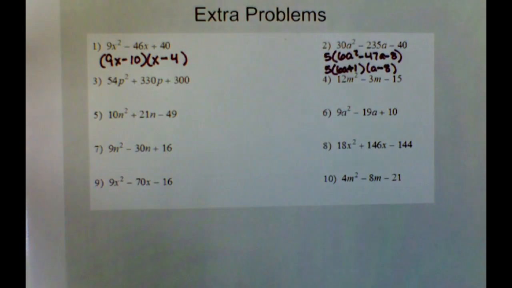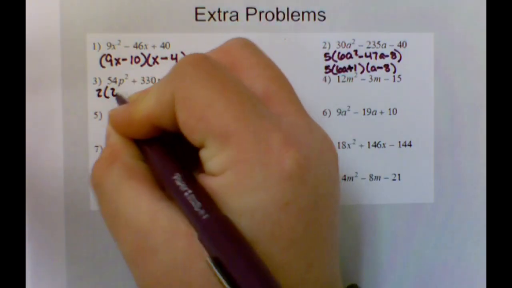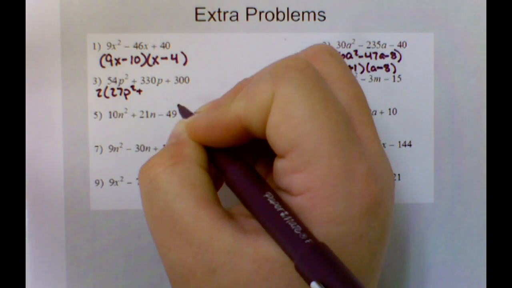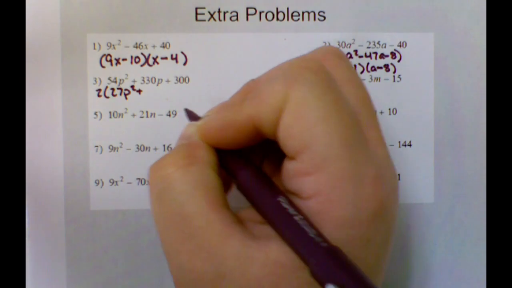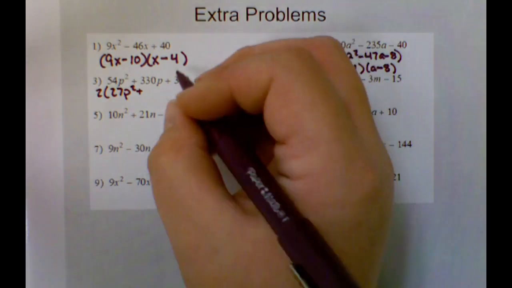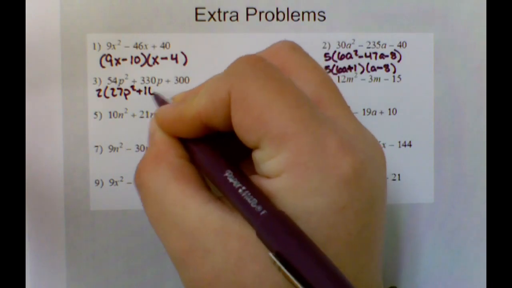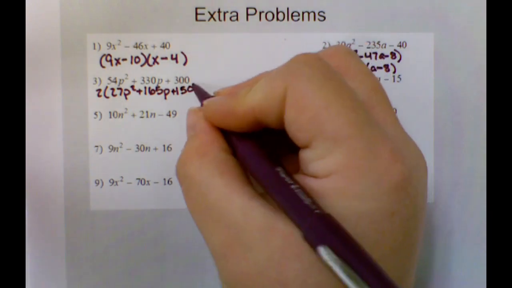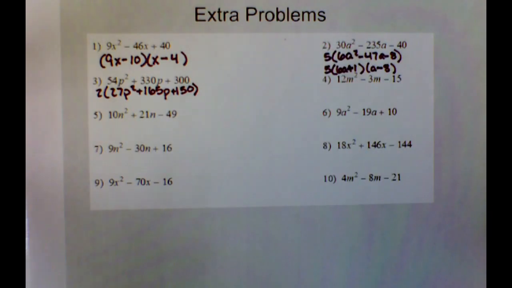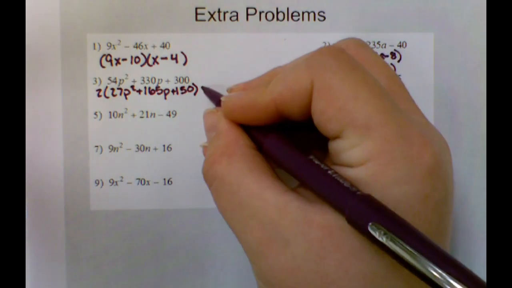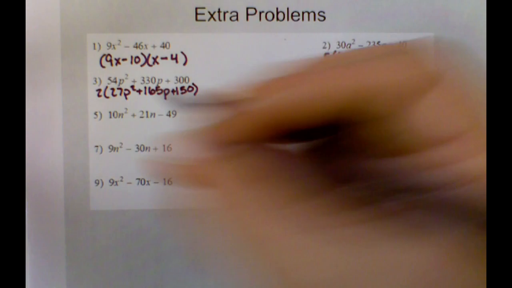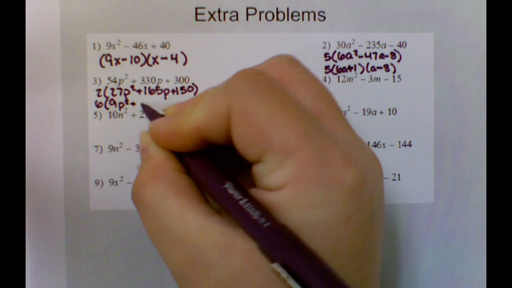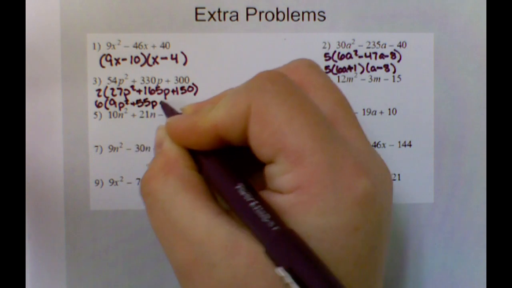Number 3, we have a GCF again. This one, our GCF is 2. Leaves me 27p squared plus... Uh-oh, this one doesn't match our notes. We have 165p plus 150. So this one does not match what's in your notes, but we can still do it. Actually, 2 wasn't my GCF here. It was actually a 6. We have 9p squared plus 55p plus 50.